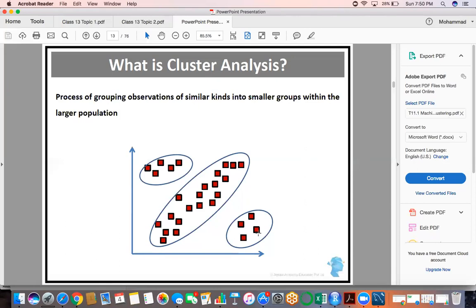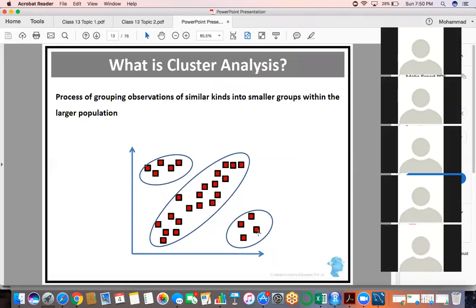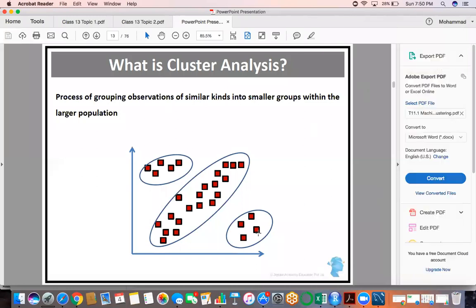Now we have to analyze these clusters. You can take it this way: you have a data point, and based on the distance, how near the other data points are to it, using the normal distance formula, the square root of (x1 minus x2) whole squared plus (y1 minus y2) whole squared. That is a simple distance formula. Based on that we form a cluster. Fine, let's move ahead. Just read the definition: the process of grouping observations of similar kinds into smaller groups within the larger population. That is it.